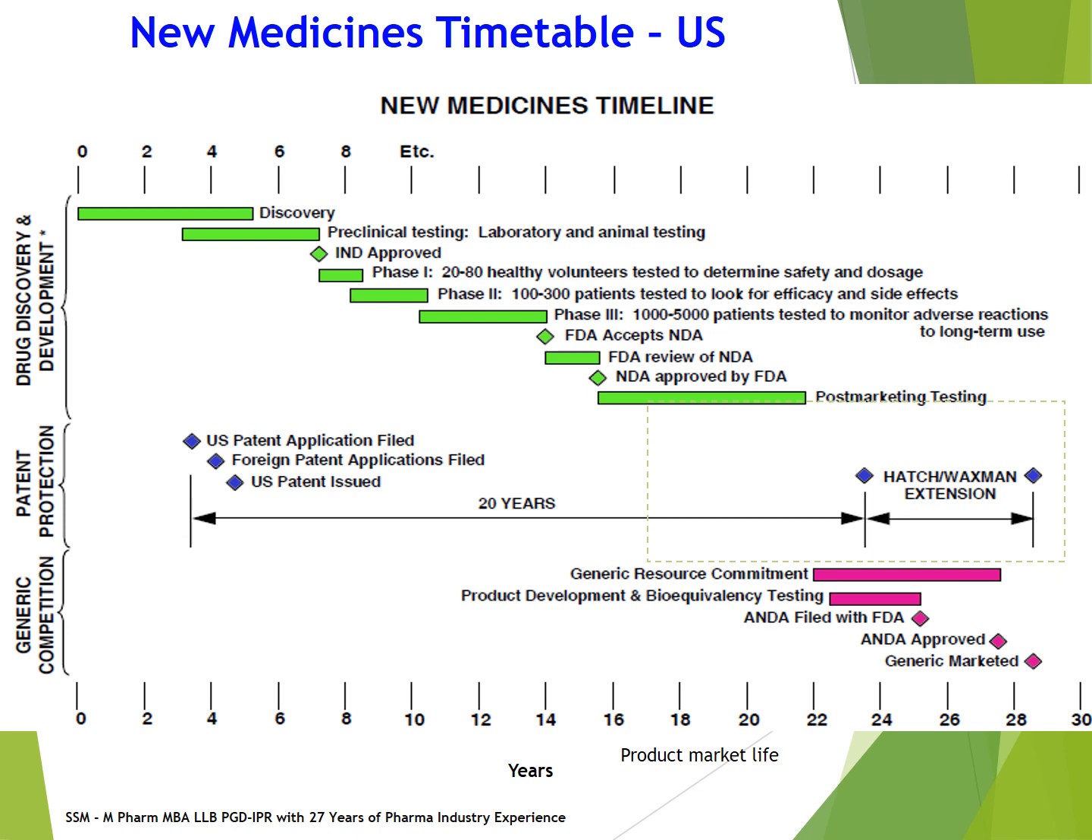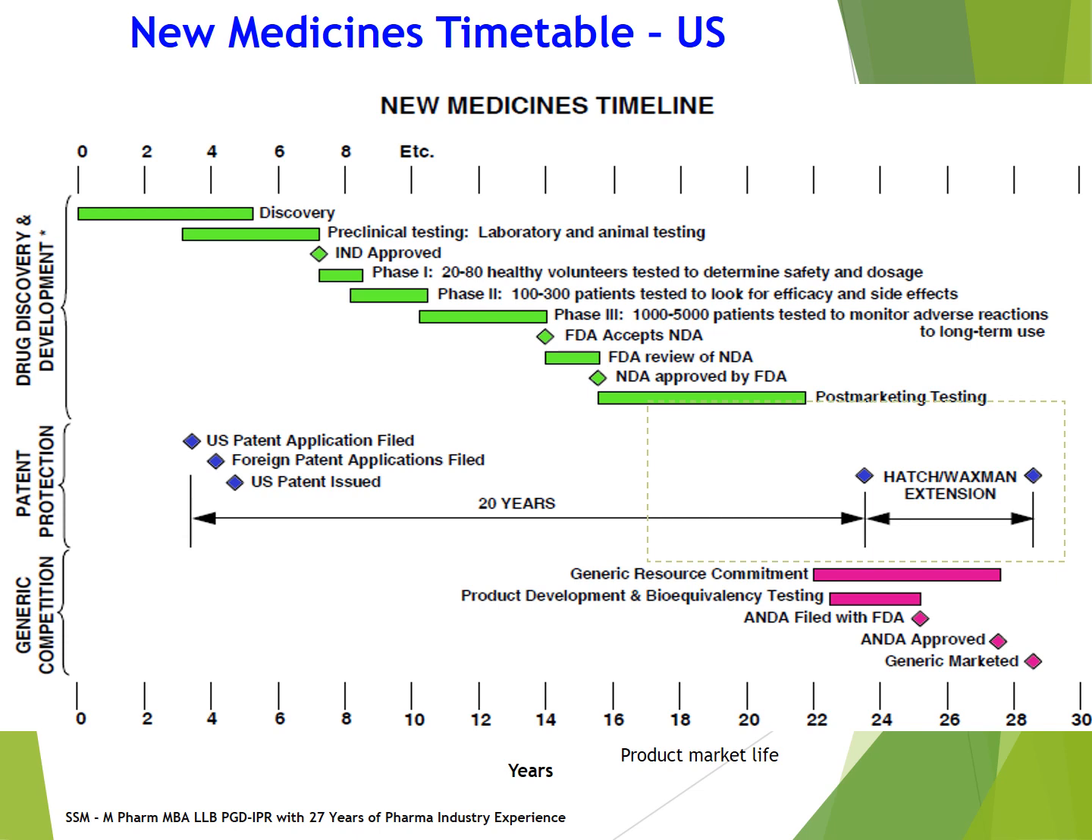After phase 1, the company will start phase 2 clinical testing, which is done in 100 to 300 patients to look for efficacy and side effects. After phase 2 clinical testing, the company will start phase 3 clinical trial, which is done in 1000 to 5000 patients to monitor adverse reactions in the long term and to confirm the efficacy which was initially determined in phase 2 studies.